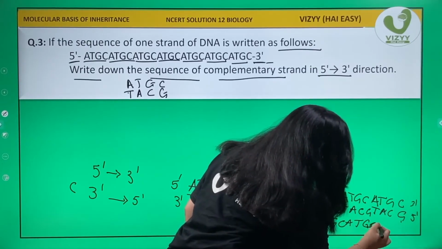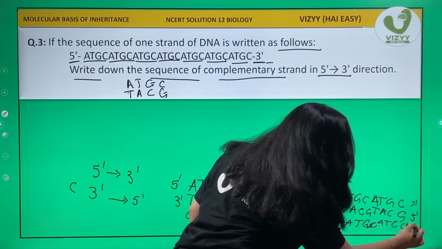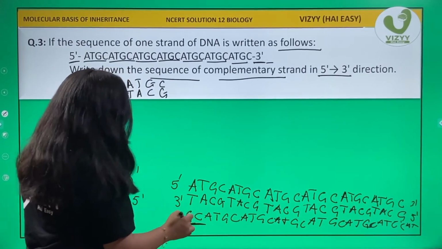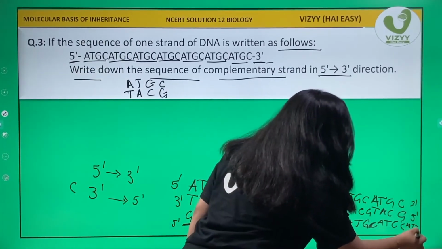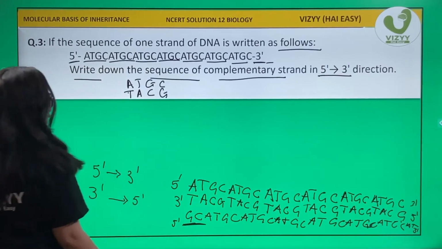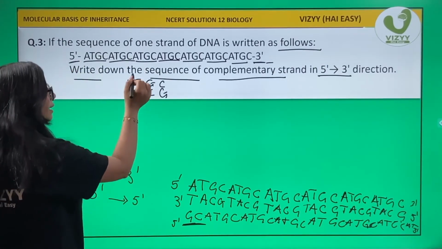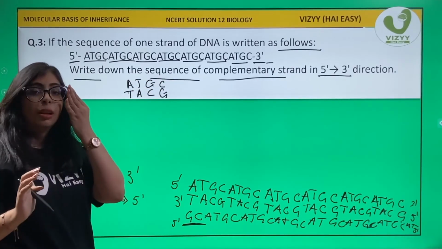G, C, A, T, G, C, A, T. So students, the G, C, A, T strand is our 5 prime to 3 prime direction. Okay, so this is how you're supposed to solve it. Wherever there is an A, write T; where T, write A; G, write C; and C, write G.